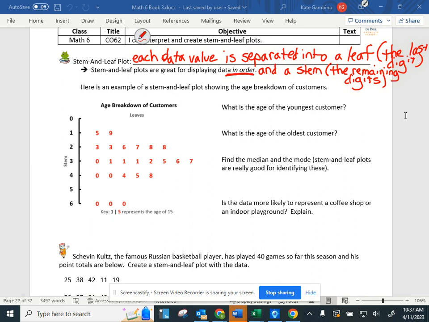Here's what the stem and the leaf mean. This is an example showing the age breakdown of customers. Over on the side, I'm putting the stems, and on the bottom is the leaves. Remember the leaves, it says it's the last digit of our number. The stems are the first digits. So if I see a 1 here and a 5 here, what number would that be? If the 5 is the last digit, because that's our leaf, and the 1 is the first digit, what number would it be? We're not adding together. 15.